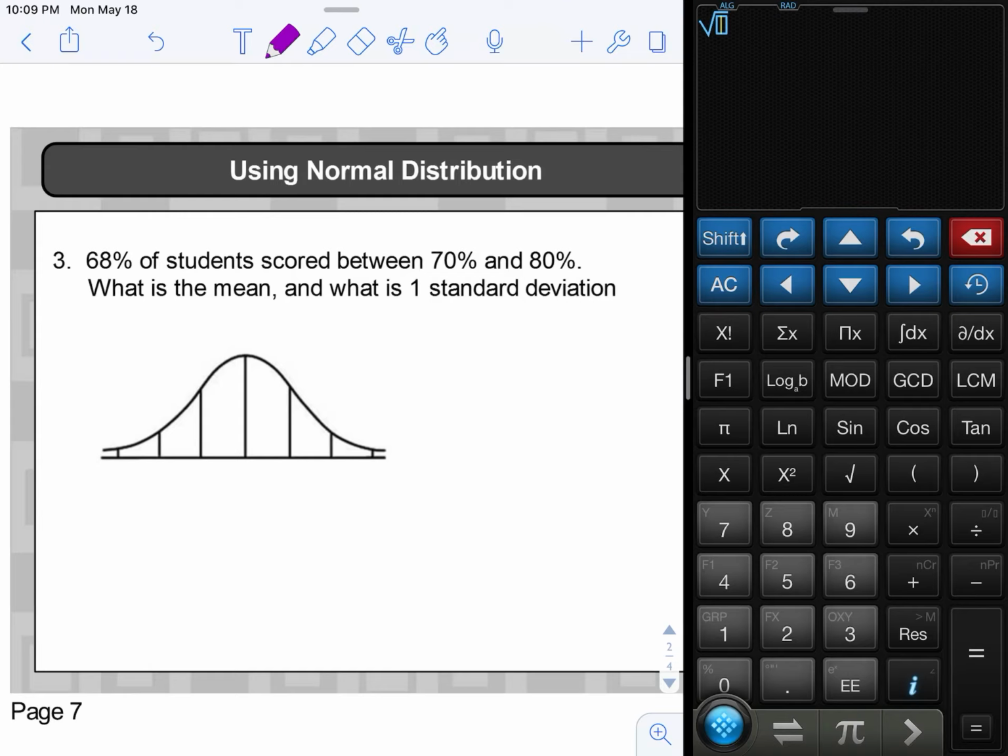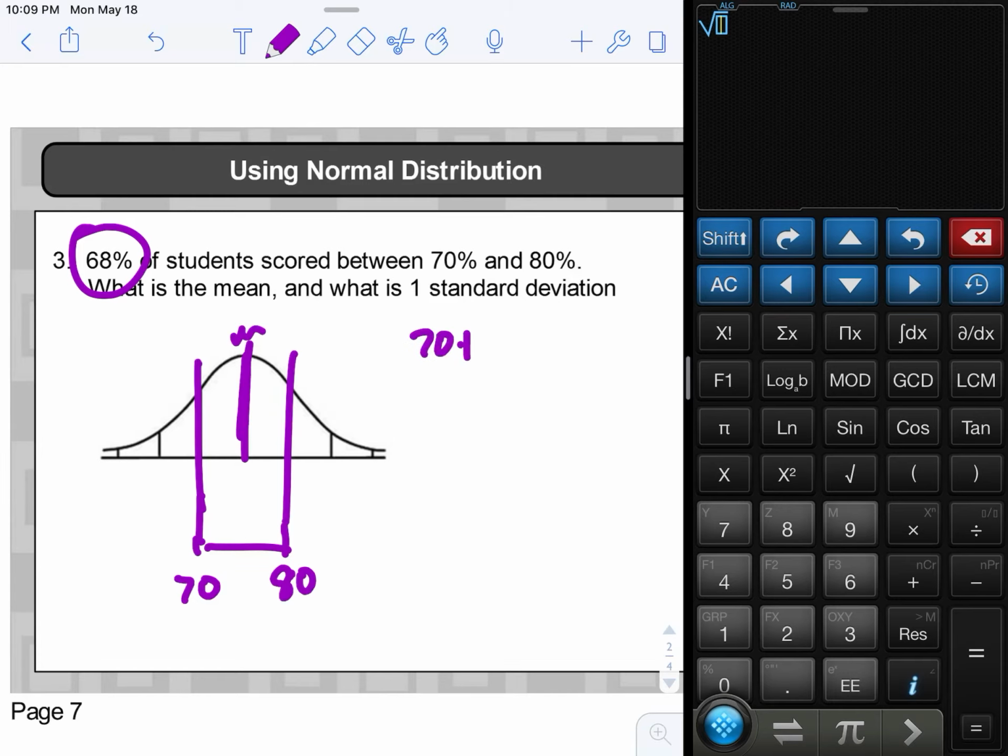68% scored between 70 and 80. It says, what is the mean? What is one standard deviation? So it says 68%. Where's 68%? In between 1 each from the middle. That's the mean, and then 1 each way. So this is 60 and this is, oh, I'm sorry, not 60 and 70, but 70 and 80. So what's the middle? Because you want to find the middle, because the mean is right in the middle. So 70 plus 80 divided by 2.